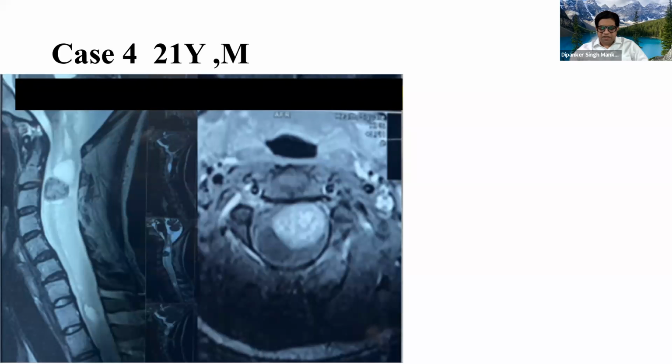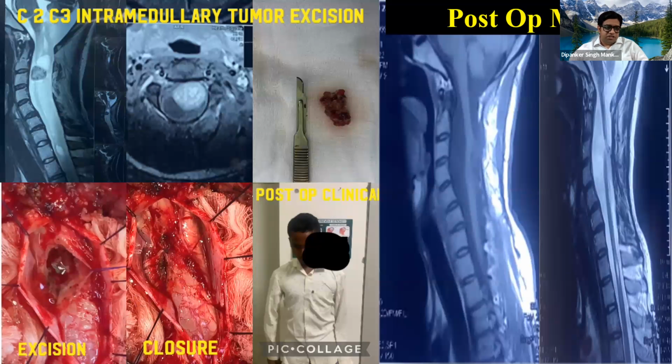So now I present case 4. This time it was a 21-year-old male patient. He presented to me with a lesion at C2, C3 level and a large syrinx. This patient was also not in a good shape. He was almost bedridden, and surgery was performed. So this case was unique because the biopsy was ependymoma. It was not in the midline, bang in the midline. It was a bit laterally placed.